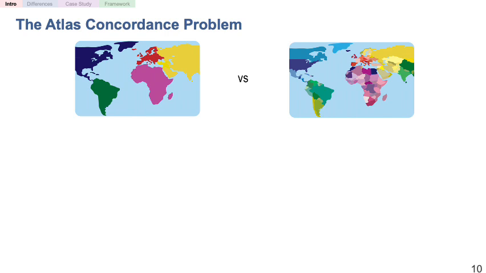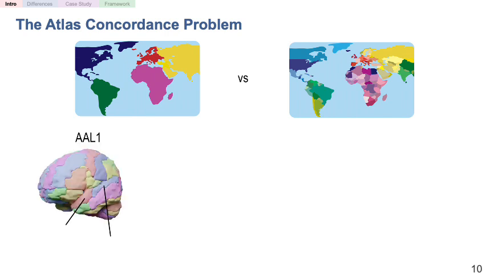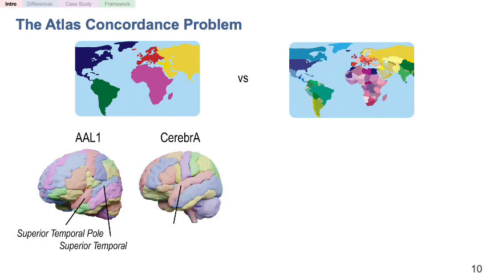Just like in creating many atlases of the brain, we can have many atlases of the world at different scales depending on our needs. But different atlases will call the same structures different things. For example, the AAL atlas shown here will label the superior temporal gyrus with the superior temporal pole and the superior temporal regions. The Cerebra atlas combines these two regions as just the superior temporal region.